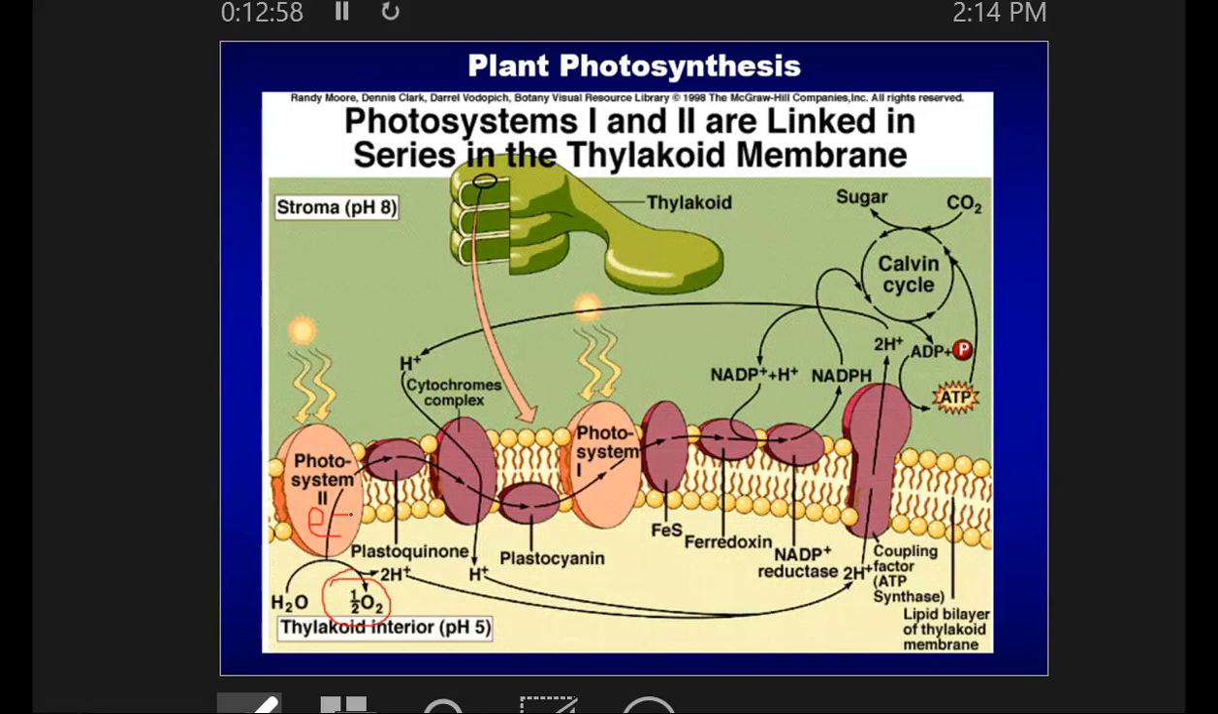And then that electron is getting sent through this electron transport chain process. So what we say when plants are doing photosynthesis, we say that water is the ultimate electron donor. You need to know that. Water is the ultimate electron donor, because we're going to find that some microbes don't use water as an electron donor.